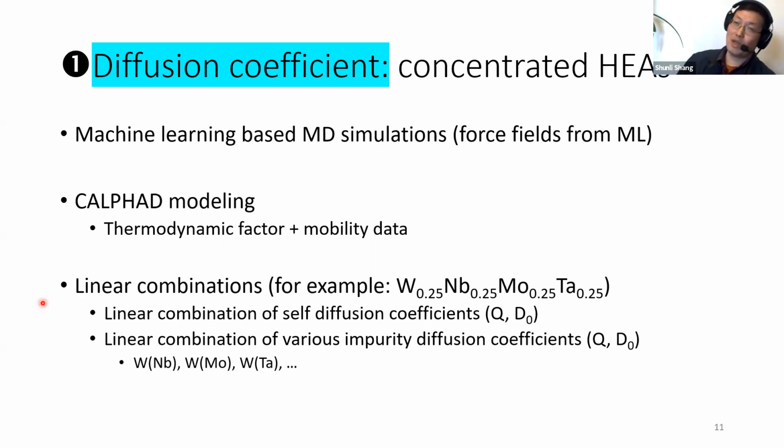The easy one is we can use the linear combination, such as for one of our high entropy alloys. We can use the linear combination of self-diffusion coefficients, where Q is the activation energy, and the prefactors. Based on their composition, we can do some linear combination and easily get the diffusion coefficient as the first approach. For accurate results, we can use the CALPHAD modeling or machine learning based MD prediction.